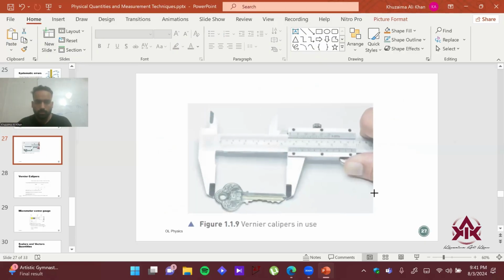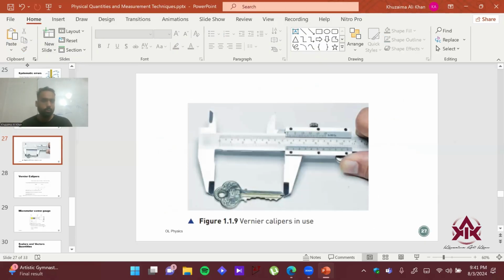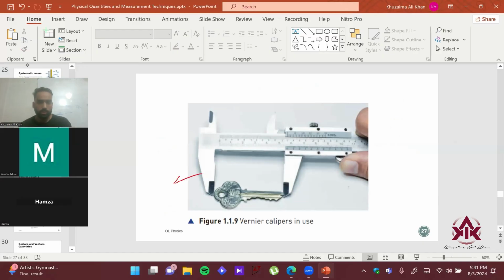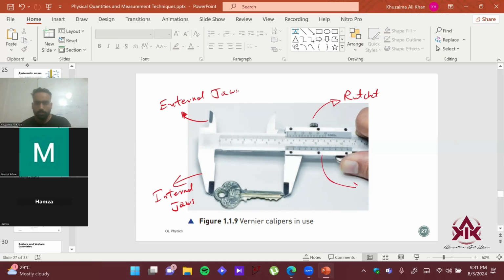Annotation. Yes. So it contains two types of jaws, right? So these are called internal jaws, right? These are called internal jaws, and these are called external jaws, right? External jaws. Okay. And this is called a ratchet over here. It's called a screw. Yes, this is used to basically fix your vernier scale. This is your vernier scale. You can make notes if you want to. This is called a vernier scale, right? And this is called a main scale.